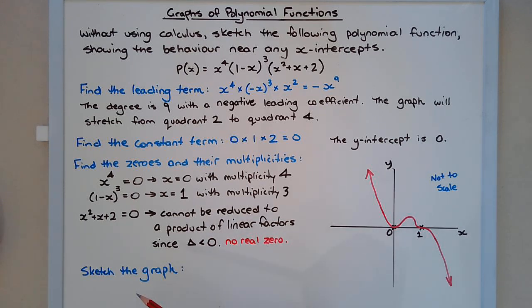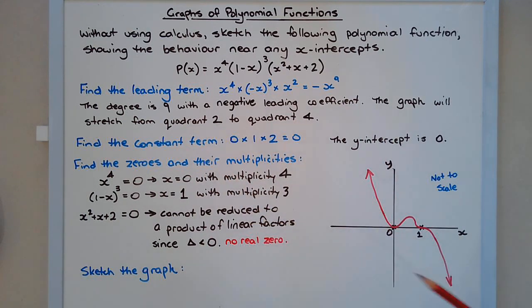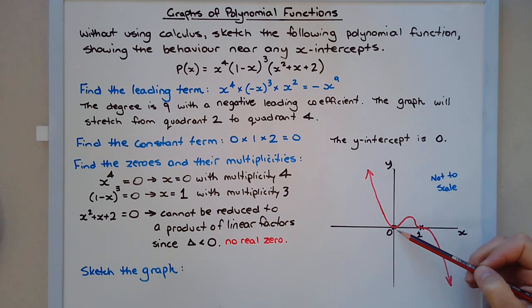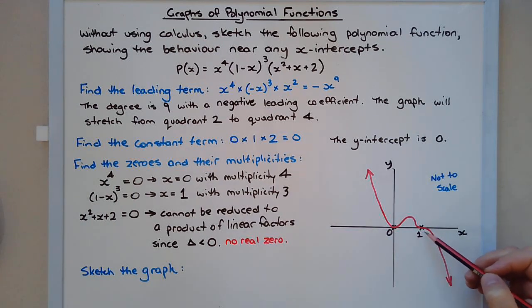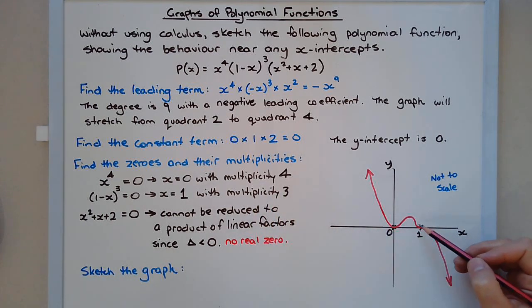And finally, we sketch the graph, taking note of the multiplicities at the zeros and the long-term trend of the graph, so stretching from quadrant 2 to quadrant 4. So you can see that the graph here touches the origin, it bounces off the origin because it's an even multiplicity at that zero. And at the x-intercept x equals 1, the multiplicity is 3. So it'll actually cut through the x-axis, but it'll also be tangent to the x-axis there.